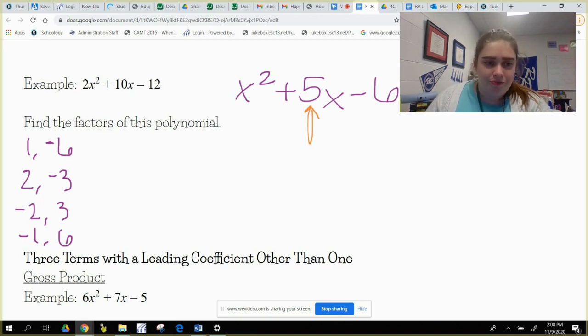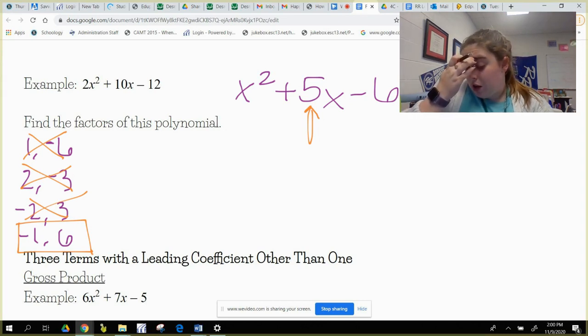So let's check the first one. 1 minus 6, that's going to be -5. So close, but not that one. Okay. 2 minus 3, that's going to be -1. So not that one either. -2 plus 3, that's +1. So not that one either. And then the last one, -1 plus 6, does equal +5. So we're going to be using that set, okay?